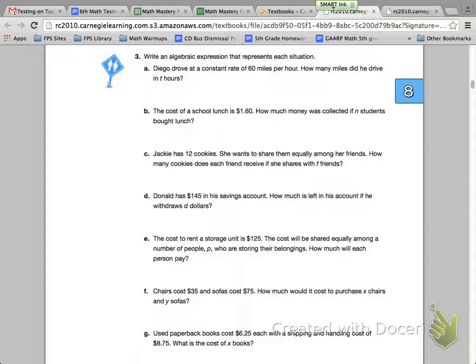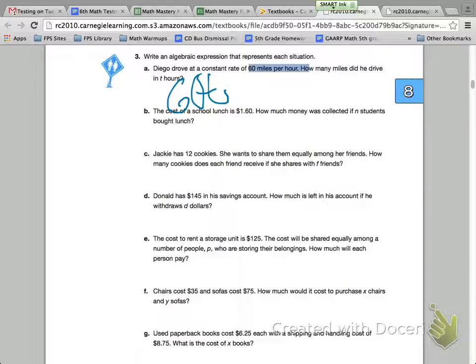So if I read that again, Diego drove at a constant rate of 60 miles per hour. I know if that says constant, that means it doesn't change. So it's 60 miles per hour. How many miles did he drive in T hours? Alright, in T hours, it's 60 miles per hour, so it's going to be 60 T. And again, I apologize for the neatness of my writing there, but it would be 60 T for that algebraic expression.